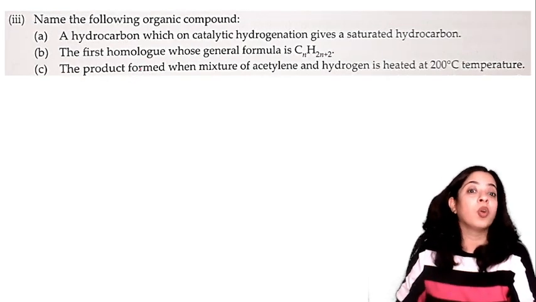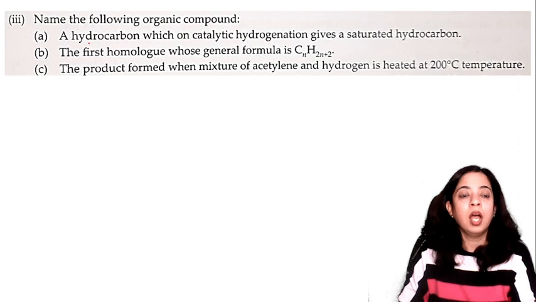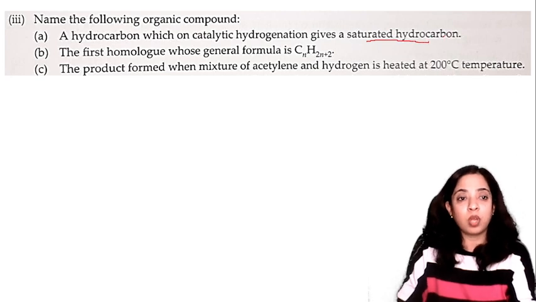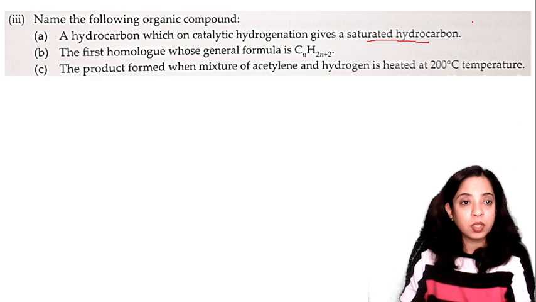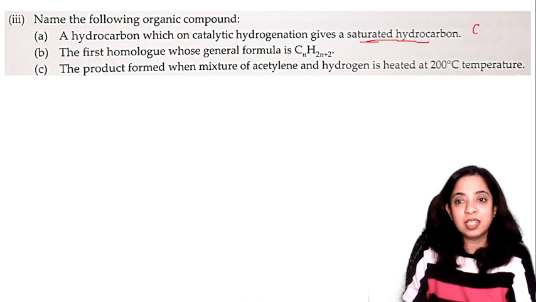Name the following organic compounds. A hydrocarbon which on catalytic hydrogenation gives a saturated hydrocarbon. Saturated means single bond. So which hydrocarbon, on catalytic hydrogenation, adds hydrogen and makes it saturated? Ethene, right? You can write ethene.